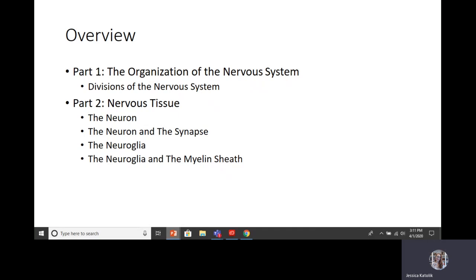And the 4th video for this part 2 is going to be the neuroglia and the myelin sheath. Some of the neuroglia create a structure called the myelin sheath, which wraps around the neuron and is really important for speeding up the propagation of an action potential. So it'll make the electrical current travel much faster down the axon of the neuron. And so we'll go into details of that in that video.